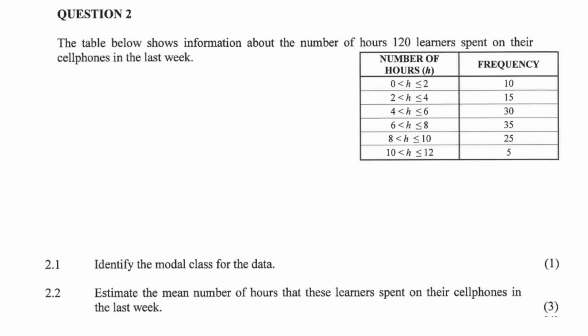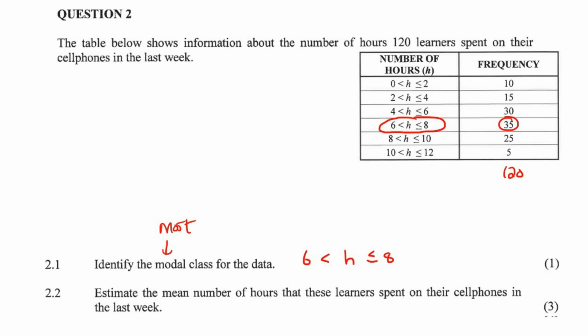And then lastly, let's do another one. There are 5 learners who spend somewhere between 10 and 12 hours on their cell phone for that week. And then if you had to add all of these numbers together, it should give you 120 because there are 120 learners. First question, identify the modal class. Mode means the most, and each of these are called classes. Okay, so we want to find the class that has the most people. Well, that would be the 35. So that class is this one. So you just write down the class like that.